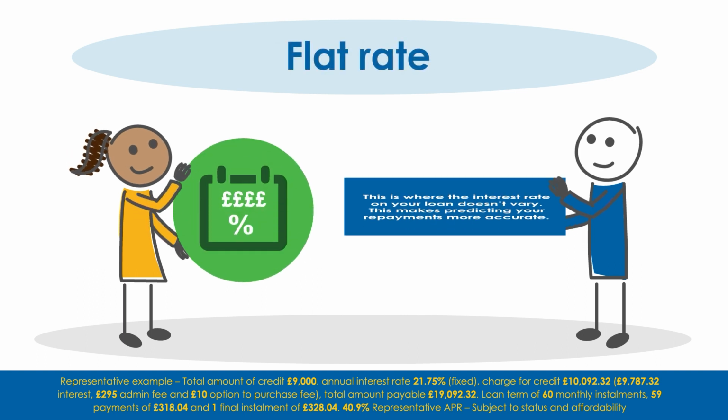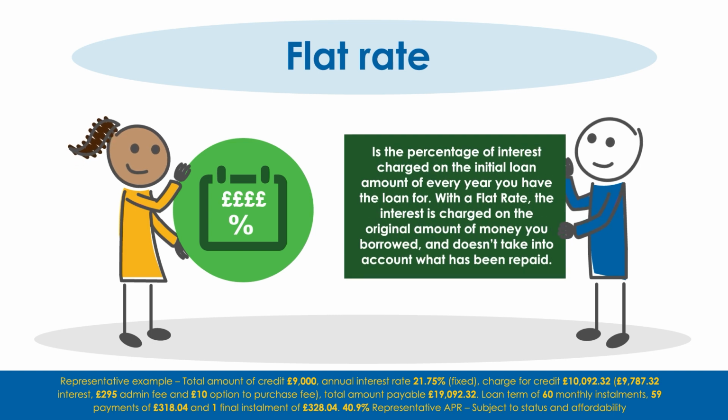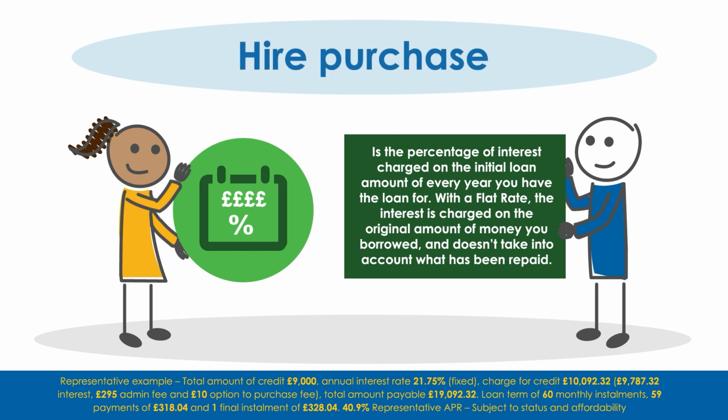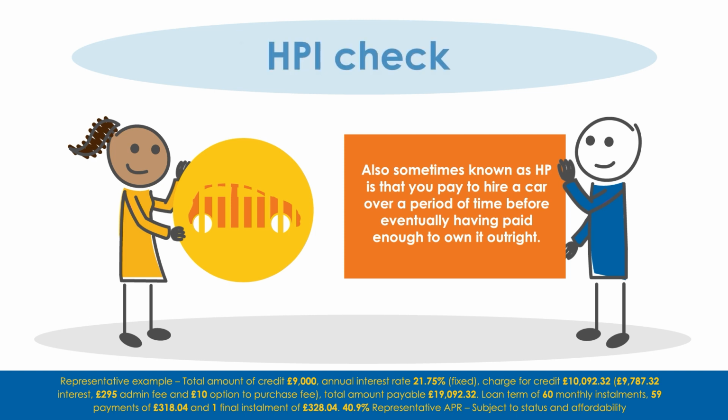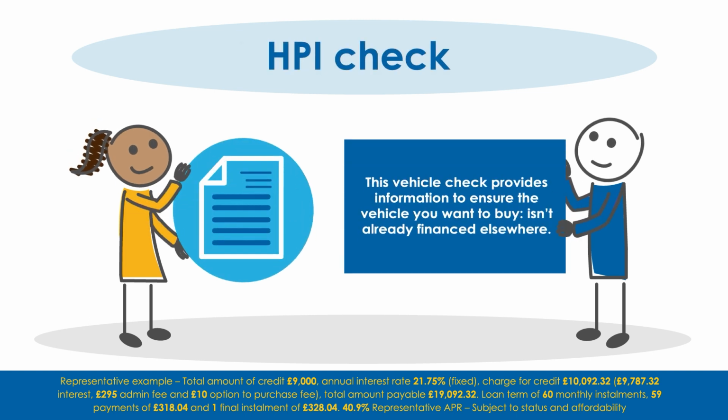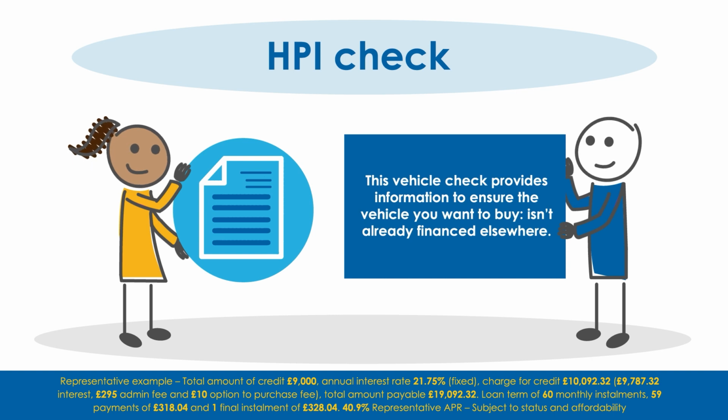Flat rate is a percentage of interest charged on the initial loan amount every year you have of the loan. With a flat rate, the interest is charged on the original amount of money you borrowed and doesn't take into account what has been repaid. Hire purchase, also sometimes known as HP, is where you pay to hire a car over a period of time before actually having paid enough to own it outright. HPI check. This vehicle check provides information to ensure the vehicle you want to buy isn't already financed and owned elsewhere.